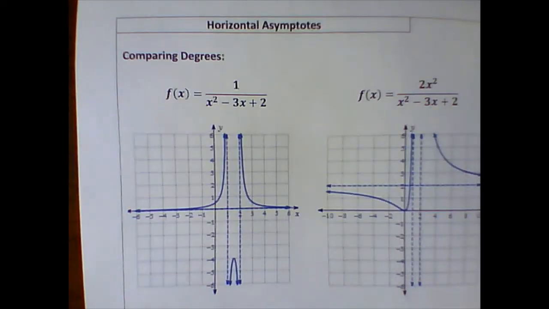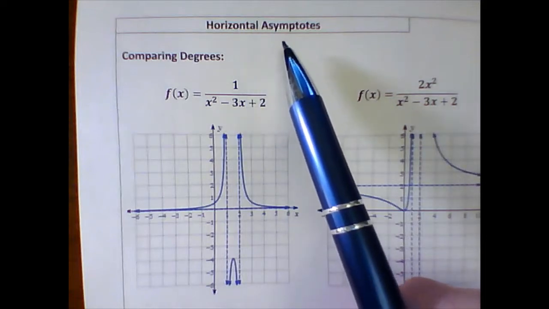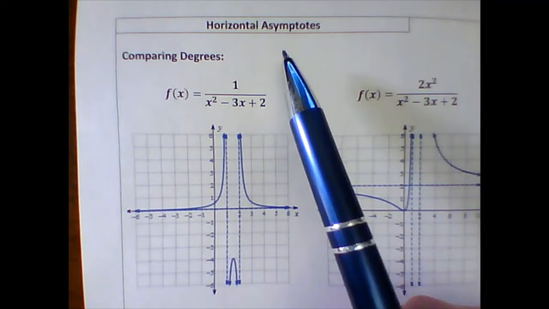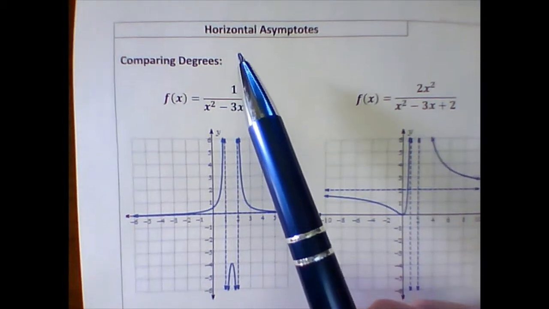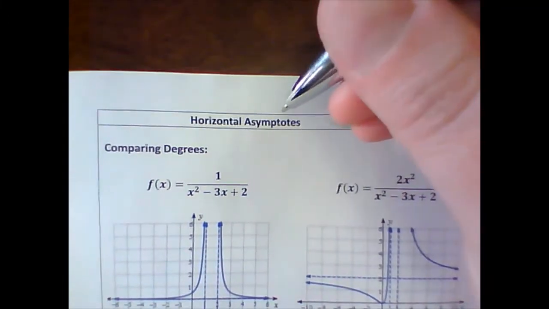All right, Algebra 2 people. As we move along, we are now going to start exploring horizontal asymptotes. We've already talked about vertical asymptotes. Those are weird things where the x gets interrupted, but today we're going to talk about horizontal. They're a little bit different.